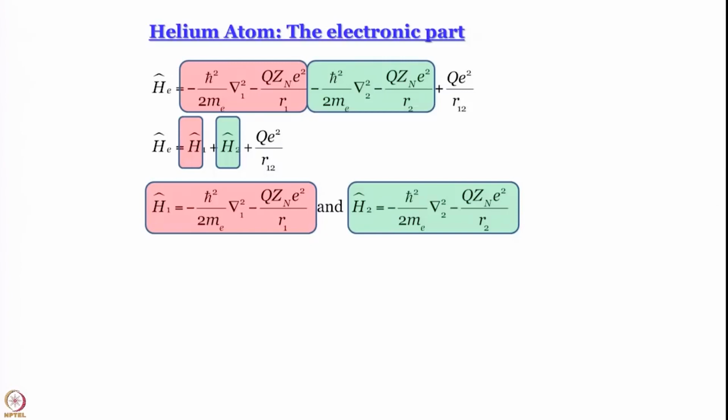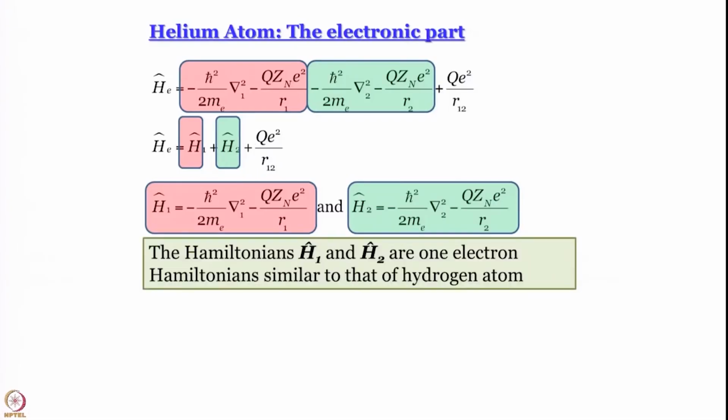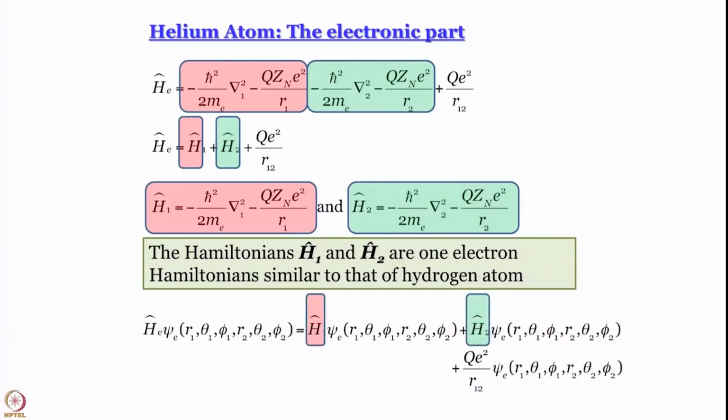So, what you see is that the first one is essentially a 1 electron Hamiltonian for electron number 1, is it not, minus h cross square by 2 me del 1 square minus q Zn e square divided by R1, exactly what we had encountered in the hydrogen atom. The second one is also exactly the same as what we encountered in the hydrogen atom, but for electron number 2. 1 electron Hamiltonians, which is sort of a relief.